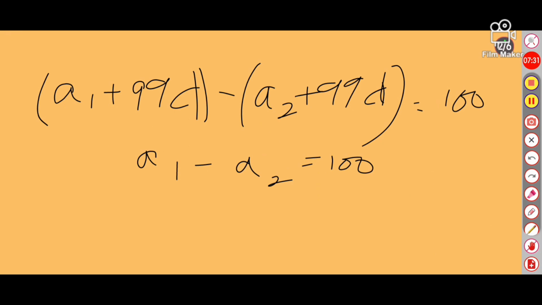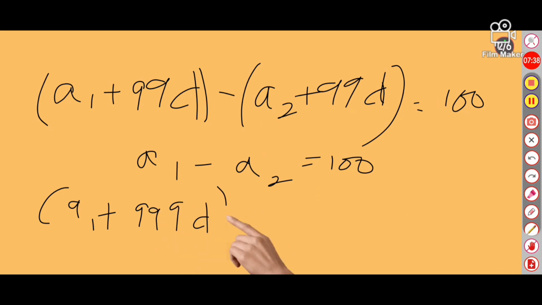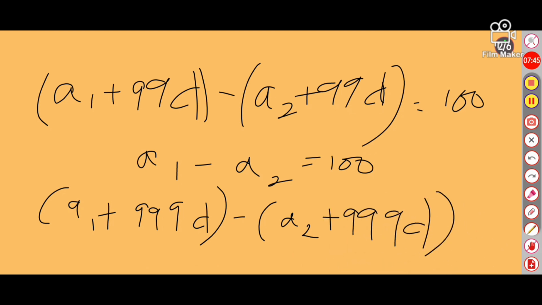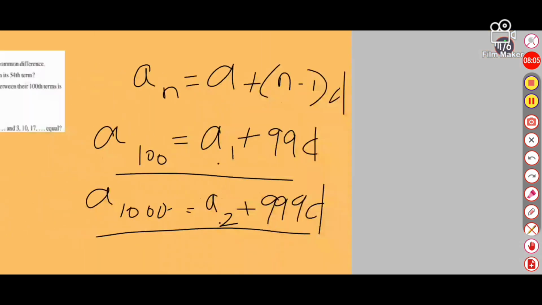Similarly, A1 plus 999D minus A2 plus 999D will again lead you to 100, is what the question asks, right? So again with this we get A1 minus A2 is equal to 100, the same thing which we got here.